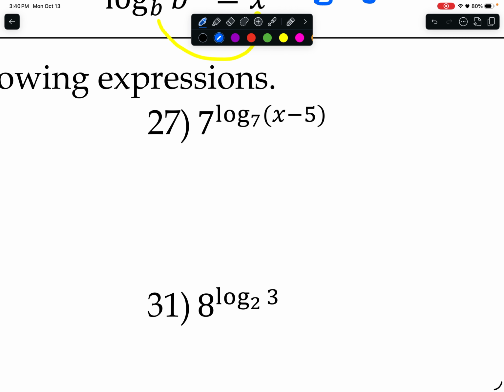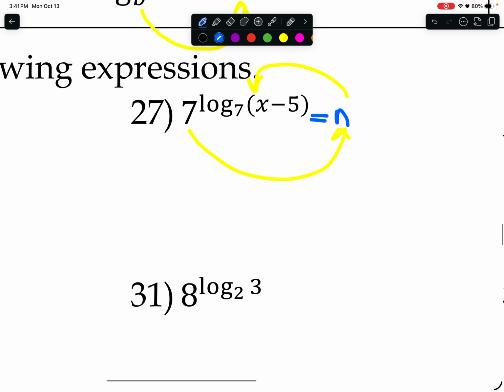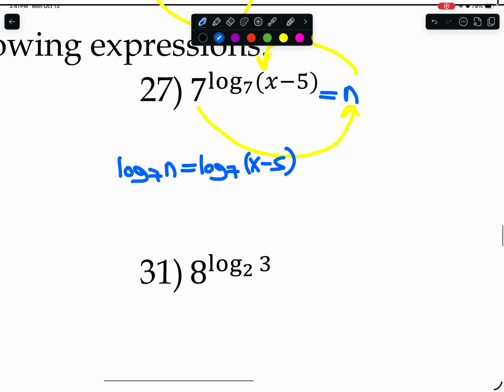Okay, now in this case, I have 7 raised to the log base 7 of x minus 5. So I'm going to set that equal to my unknown value of n. We are in exponential form, so I need to convert it to logarithmic form. So that's how I meant to start the previous problem. So log base 7 of n is going to be equal to log base 7 of x minus 5. Now, once again, we have the same log base, so when those cross out, we're just going to look at the arguments. So that means my mystery value is just x minus 5.